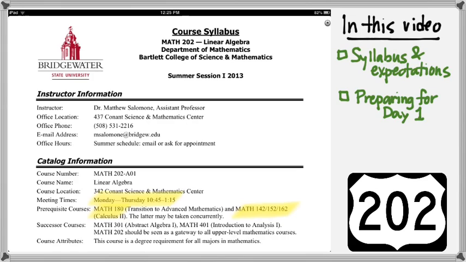After you complete linear algebra, logical next steps to take if you're a student here at Bridgewater are to continue on to Abstract Algebra 1, Math 301, and or Introduction to Analysis, Math 401, although 401 carries an additional prerequisite, multivariable calculus. This linear algebra course is a degree requirement for all majors in mathematics here at BSU.